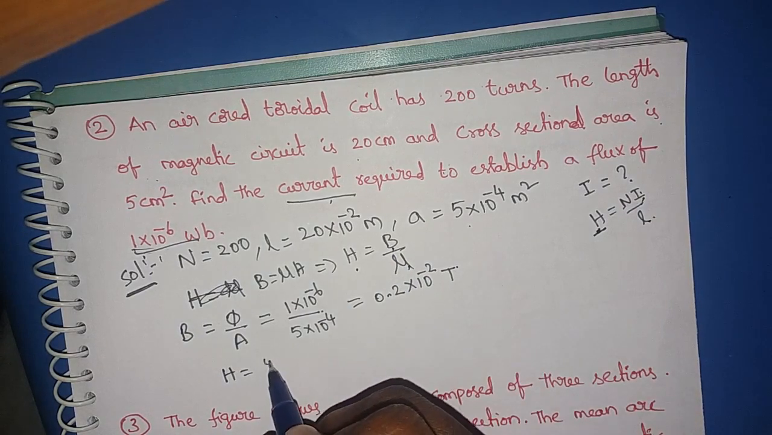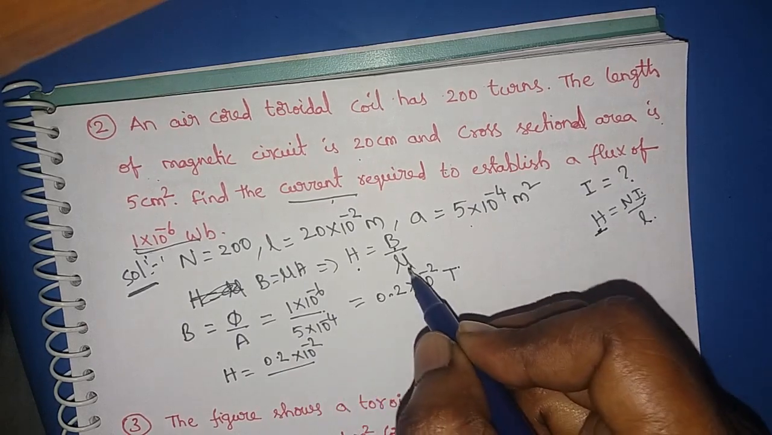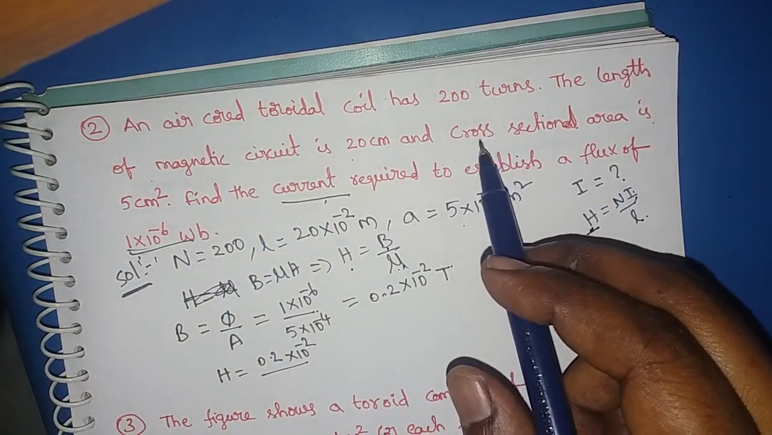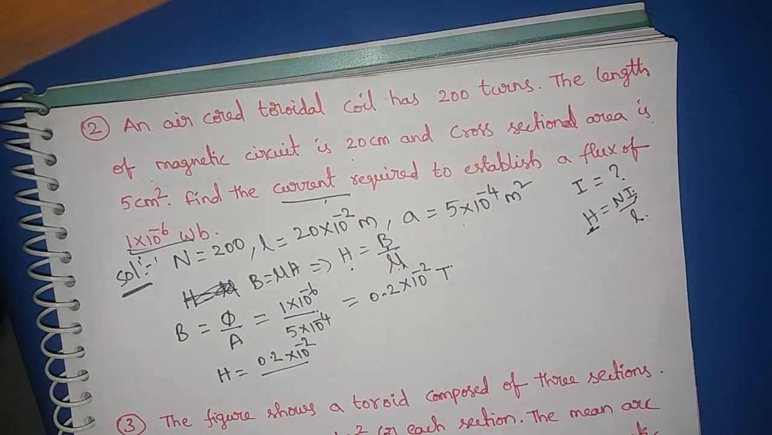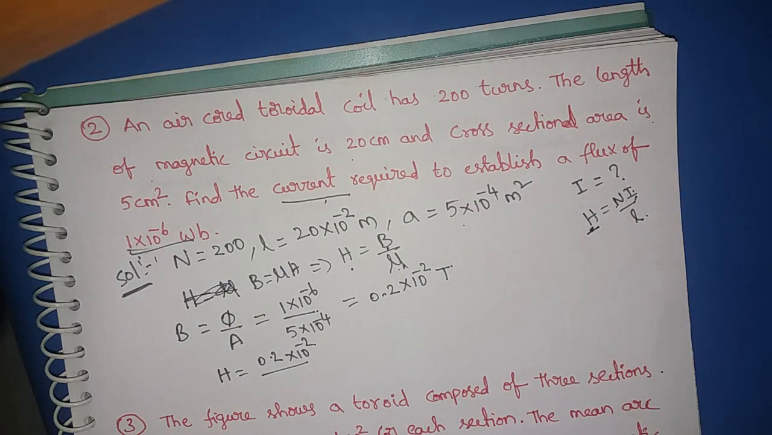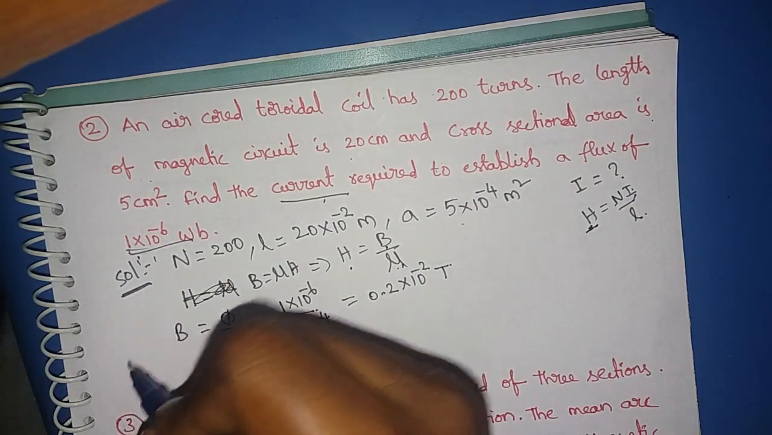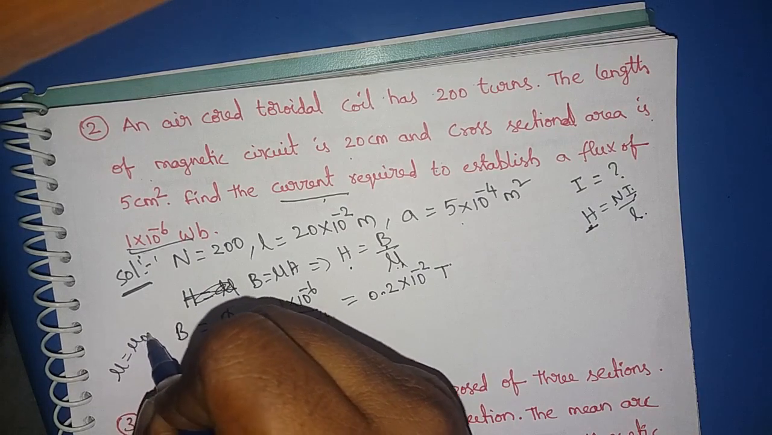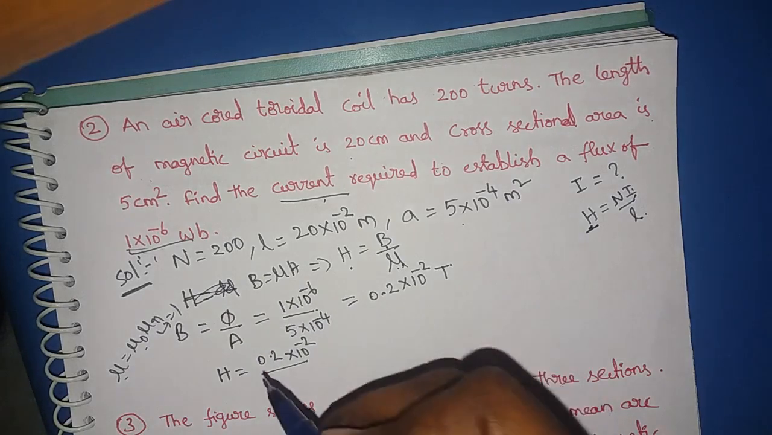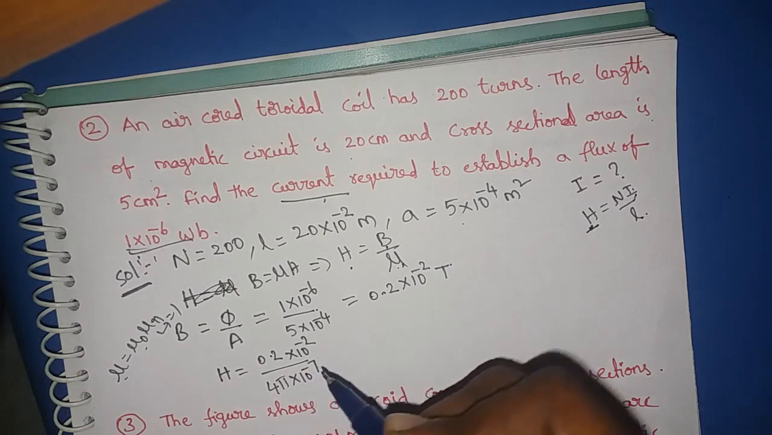B is 0.2 into 10 power minus 2 divided by mu. What is mu? He did not specify any kind of materials here. Therefore, it is to be assumed that the magnetic material is placed in free space. That is, mu is equal to mu naught into mu r, where mu r is 1. So mu is equal to mu naught, and mu naught is 4 pi into 10 power minus 7.